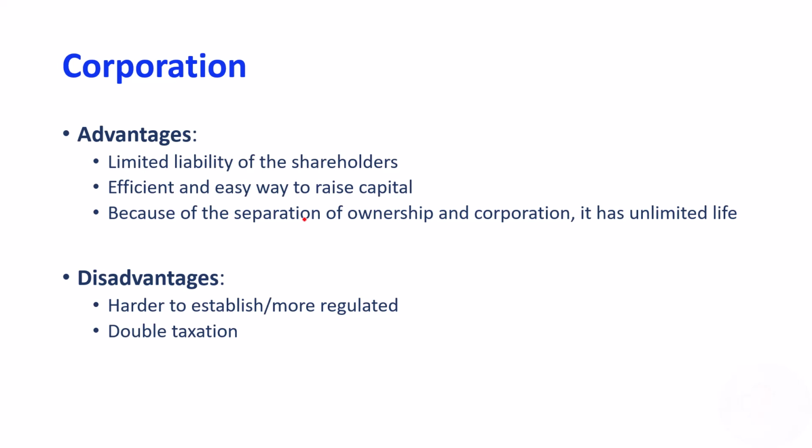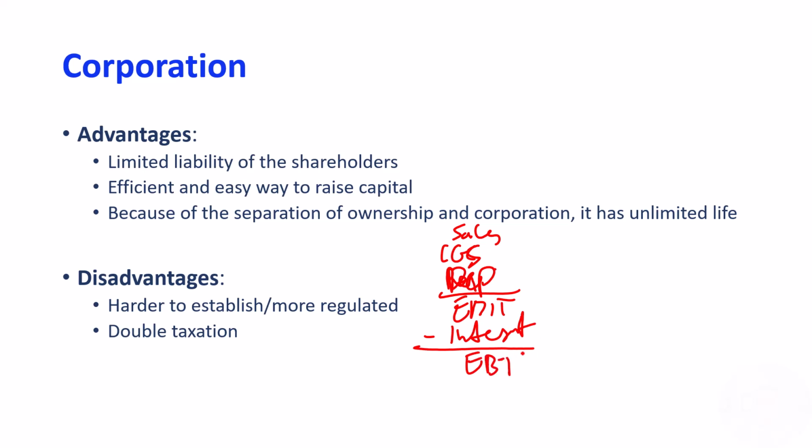The second disadvantage is the double taxation. So when you look at a simple income statement of a company, you'll start with the sales and then cost of goods sold, and then depreciation, right? You have your EBIT, minus interest, which is your taxable income, minus tax, it's your net income.